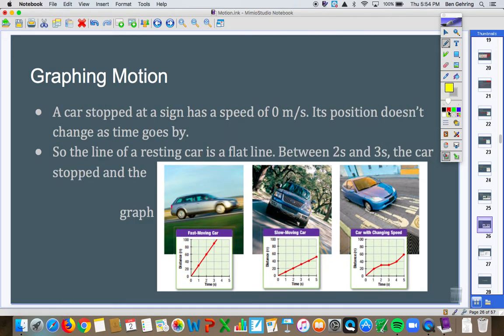This one's showing you that if a car is at a stop sign, it's got a speed of 0. Because its position doesn't change as time goes by, that means my slope, the line of a resting car, is a flat line. Between 2 and 3 seconds here, we notice this portion is flat, so that car would be stopped, whether it's at a stop line, a stop sign, a stop light, or just stopping for a person to walk across the street. This car is stopped for a second before it continues to move. And that is our changing velocity there.